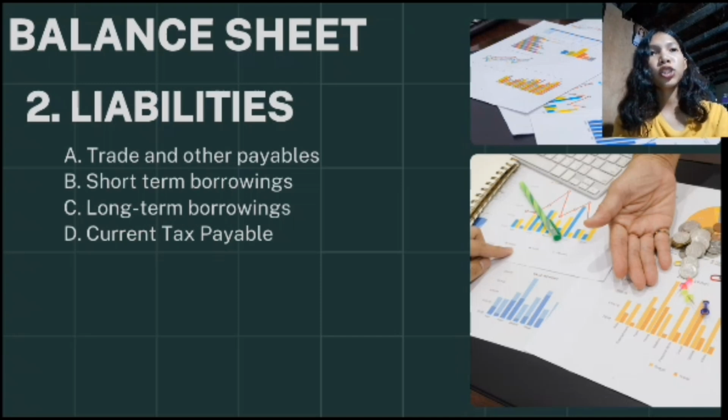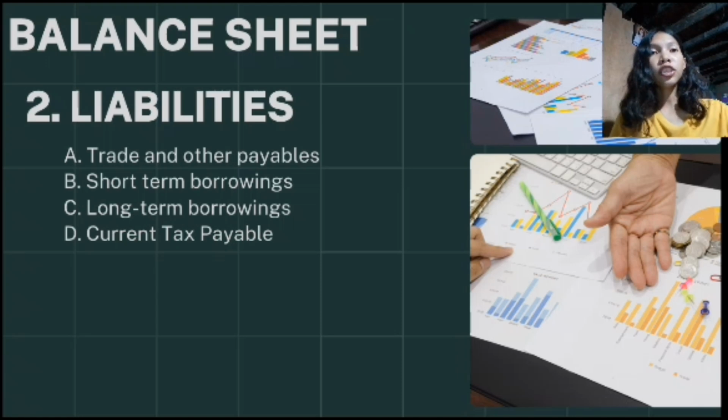So current portion of long-term borrowings contain the installments of long-term borrowings that are payable within 1 year of the reporting date. And we also have the last, the current tax payable. So this is usually presented as a separate line item in the balance sheet because of the importance of this amount.